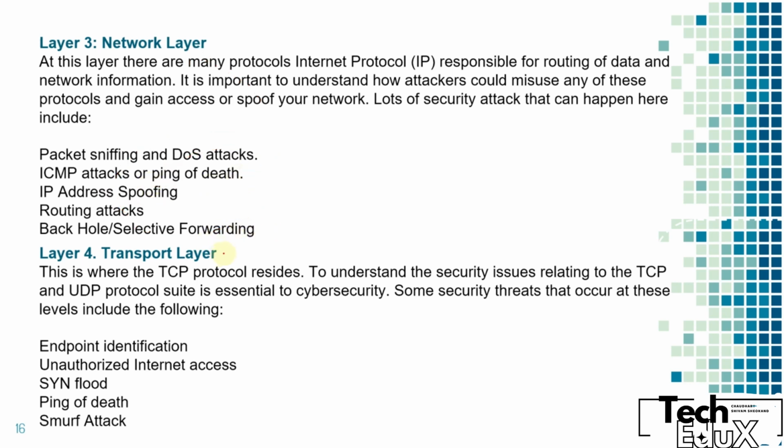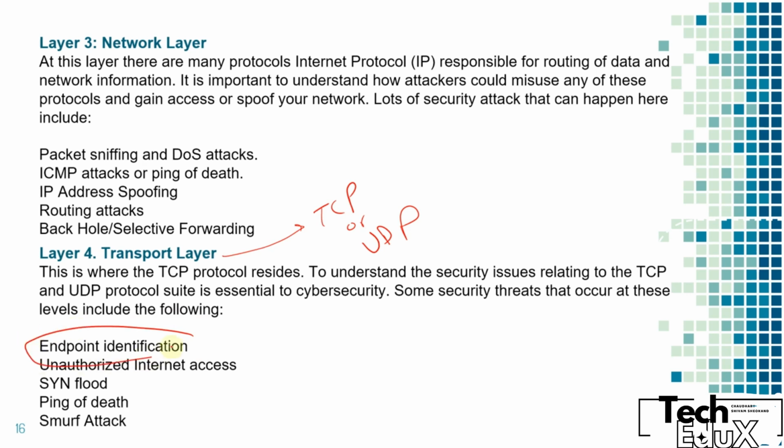Under layer 4, which is the transport layer, we know that data is transported using either TCP or UDP. So this is where the TCP protocol resides. To understand the security issues relating to the TCP or UDP protocol suite is essential to cybersecurity. Some security threats that occur at these levels include the following: endpoint identification.